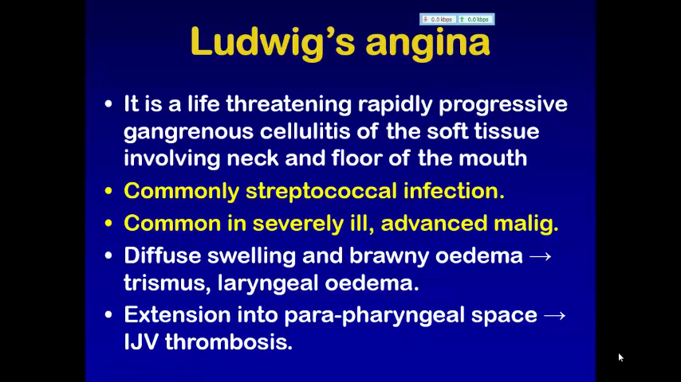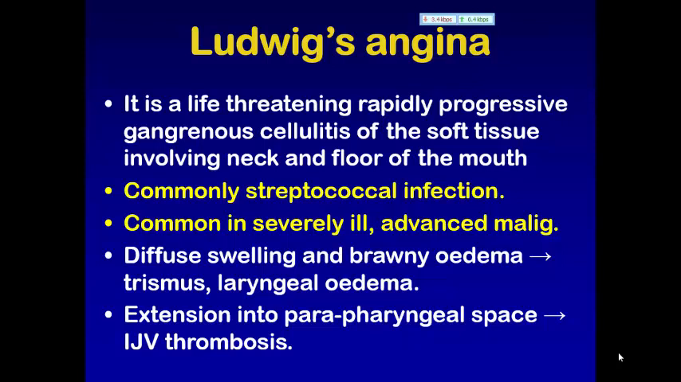Ludwig's angina is a life-threatening, rapidly progressive gangrenous cellulitis of the soft tissue involving the neck and floor of the mouth. So keep in mind that it is a life-threatening condition. It causes diffuse swelling and brown edema of the submandibular region. The characteristic feature is the brown edema. Usually it starts in the submandibular region.